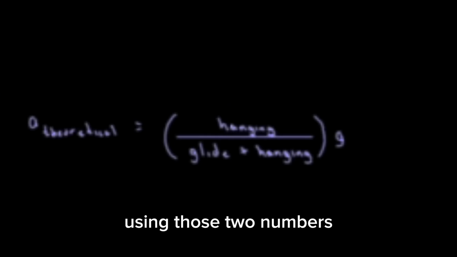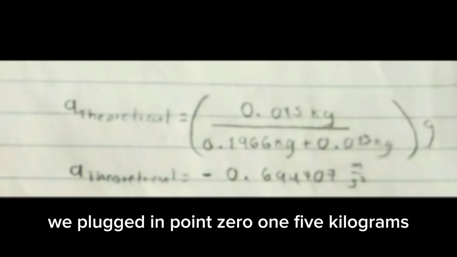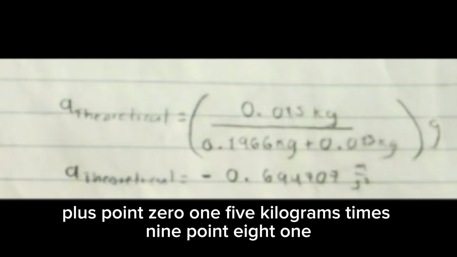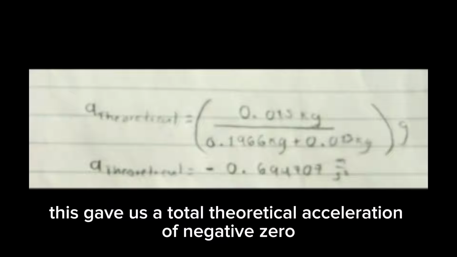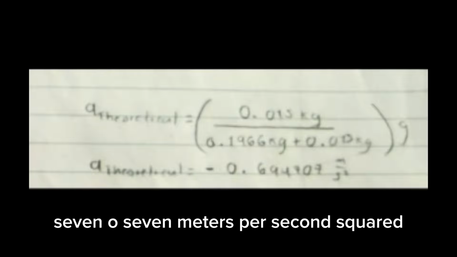Using those two numbers, we plugged it into the theoretical acceleration formula. We plugged in 0.015 kilograms divided by 0.1966 kilograms plus 0.015 kilograms times 9.81. This gave us a total theoretical acceleration of negative 0.694707 meters per second squared.